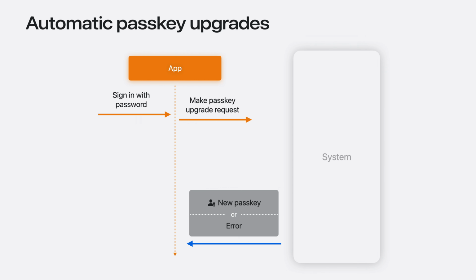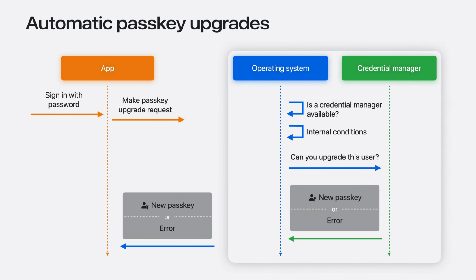Here's a sequence diagram of an automatic passkey upgrade. Your app makes a request to the system, and the system decides whether it makes sense to create a passkey at this time, returning the new passkey if so. To make that decision, here's what the system is actually doing when it receives that request.